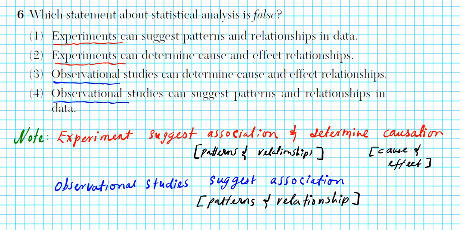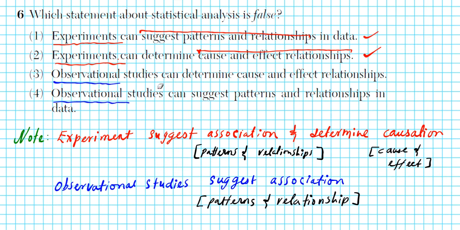Alright, so let's see which is the correct answer. We're going to go through all of them. The first one, experiments suggest patterns and relationships. That is association. Does experiment suggest association? Absolutely. So this is true. Experiments determine cause and effect. Causation. Do experiments determine causation? Certainly, because you can make changes and see how your changes affect the outcome. So cause and effect can be determined with experiments. So these two statements are true.